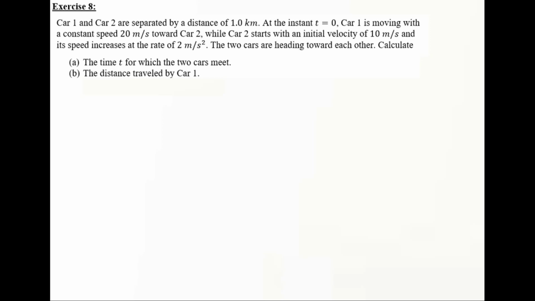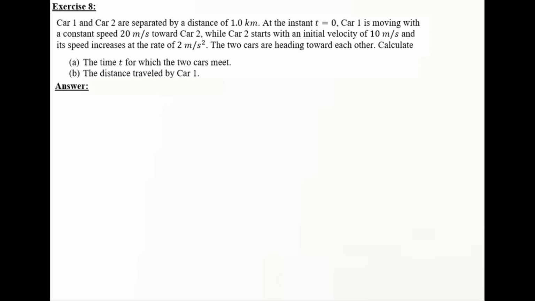Exercise 8. Car 1 and car 2 are separated by a distance of 1 kilometer. At the instant t is 0, car 1 is moving with a constant speed of 20 meters per second toward car 2, while car 2 starts with an initial velocity of 10 meters per second, and its speed increases at the rate of 2 meters per second squared. The two cars are heading toward each other. We need to calculate the time taken for the two cars to meet, and the distance traveled by car 1. So I suggest that you pause the video, try to solve and understand the problem, then refer back to the solution.